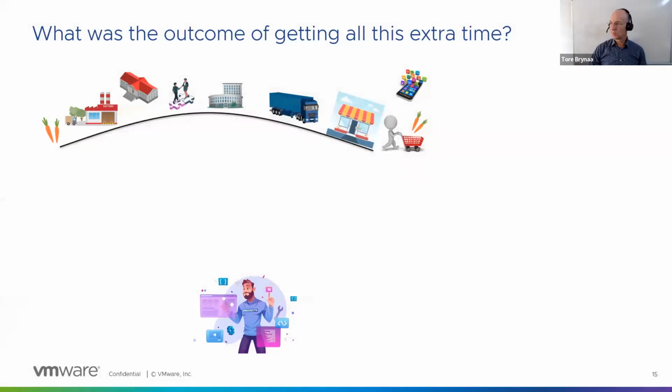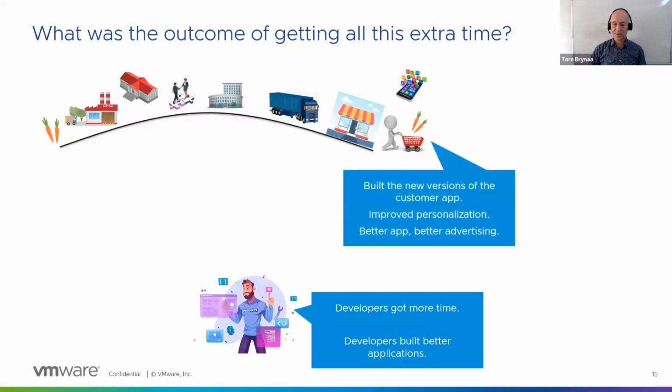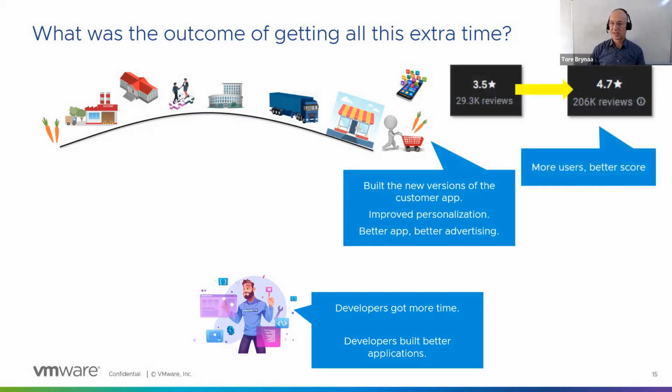So what was the outcome of getting all this extra time? Developers got more time, developers built better applications. They built a new version of the customer application, improved the personalization, better app, better advertising. I know where my favorite pizza is. If you look at the App Store, you will actually find that the Google Play reviews have changed from 3.5 to 4.7 stars, which is huge.